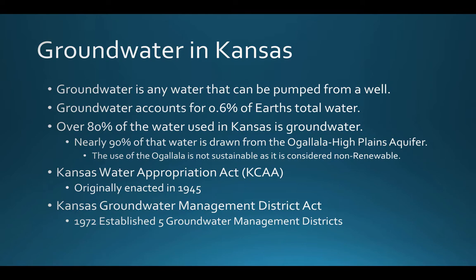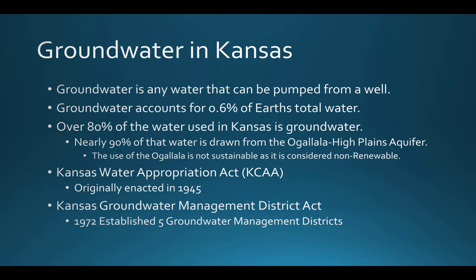So let's take a look then at some of the groundwater issues that we have in Kansas. Groundwater is identified as any water that can be pumped from a well. So any well that is dug, regardless of how deep it is, it does not indicate depth here. Groundwater accounts for 0.6% of Earth's total water, and over 80% of the water that's used in Kansas actually comes from groundwater. Nearly 90% of that water is drawn from the Ogallala or High Plains Aquifer. We'll look at the different sections of the aquifer in a little while. This use at 90% of it is not sustainable, as it is considered non-renewable. That means we're using water out of the aquifer faster than it can replenish.